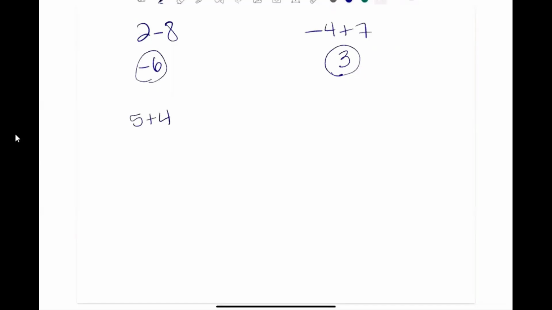If I had 5 plus 4, are my signs the same or different? They're the same, right? So if the signs are the same, you just add the numbers together. 5 plus 4 is 9. And since they're both positive, it's going to stay positive. So if we had -5 minus 4, are the signs the same or different? They're the same, right? And they're both negative. So we know the answer is going to be negative. And then if you add the two together, because the signs are the same, you get -9. Not too bad.